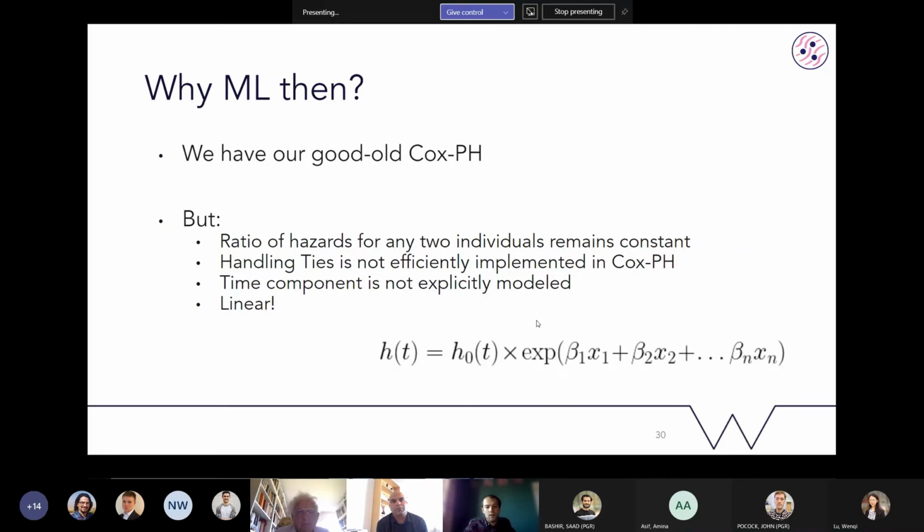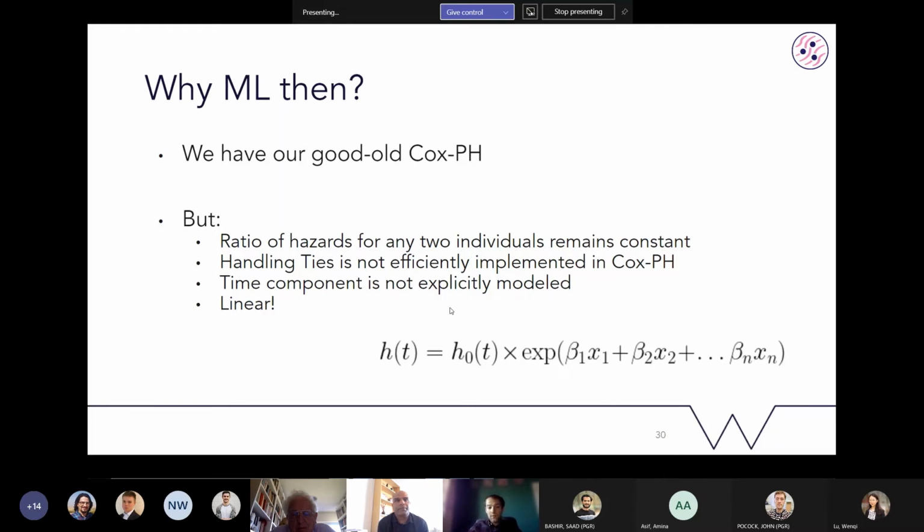Also, we've got this problem with handling ties. It's not done very efficiently in the Cox-PH model. I'm not going into too much detail about this, but it is quite computationally intensive in the way it's done. The third problem is that we haven't got a time component that's explicitly modelled in terms of our features. So if you see our Cox-PH hazard function, we've got a baseline hazard and we've got this exponential term, which is this linear combination of our features. There's not necessarily a time dependency involved with our features here, which is not always useful.